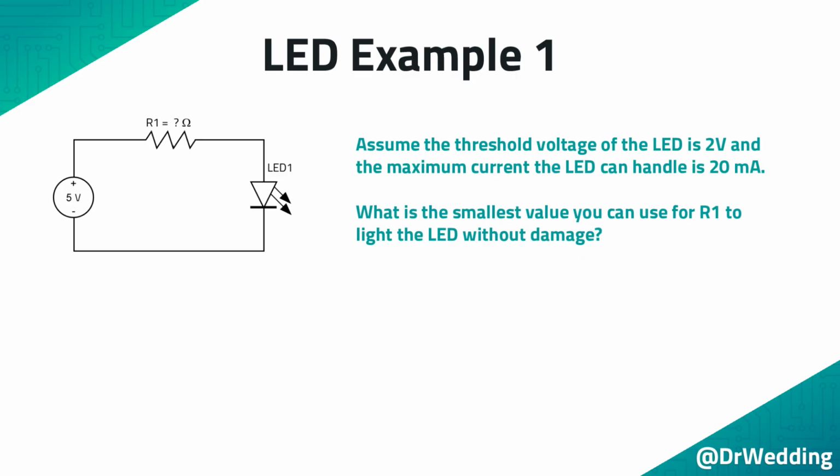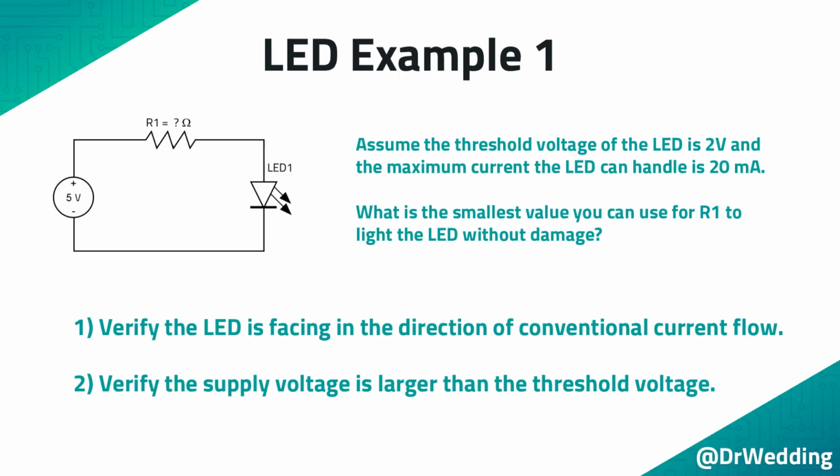Here is the first example, and it is a very common problem. You often know the supply voltage, and then you pick an LED. You just need to find the current limiting resistor. Assume the threshold voltage of the LED is 2 volts and the maximum current the LED can handle is 20 milliamps. What is the smallest value you can use for R1 to light the LED without damage?